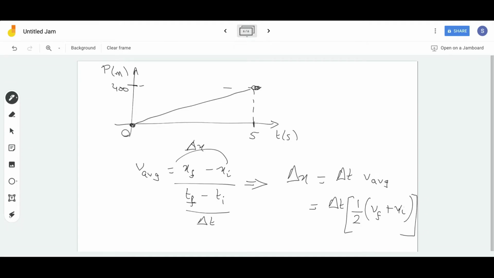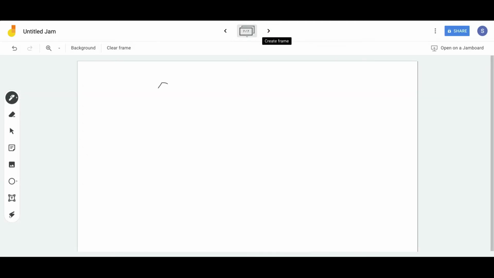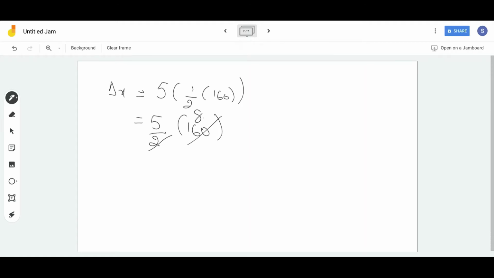If you substitute the values, you would find half of 160 plus 0, so 5 times half of 160, or essentially 5 times 80 in this case, and you will get 400 meters. So the math does add up, so this is correct.